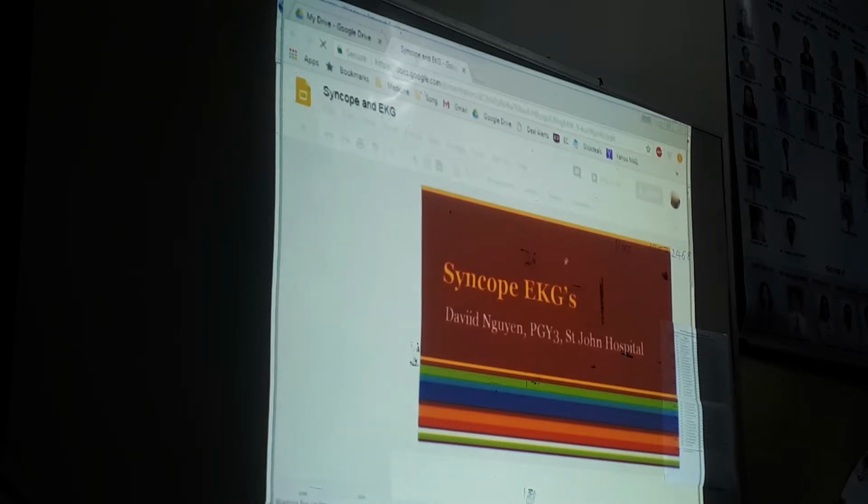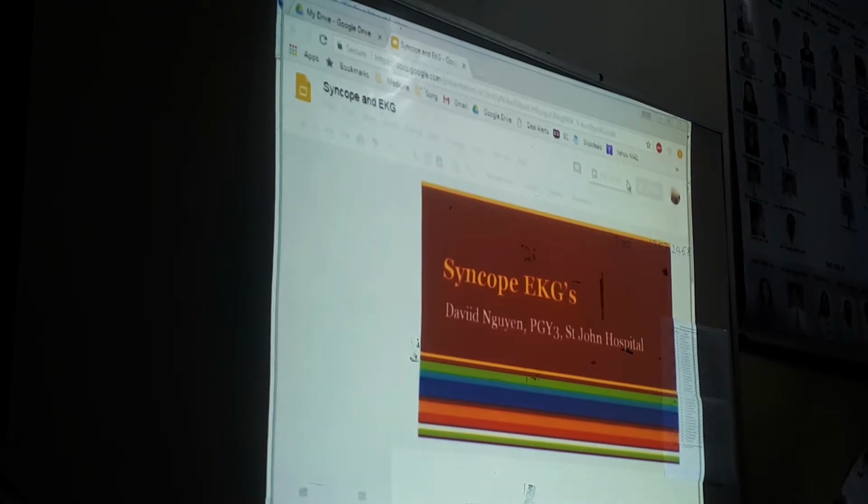And we'll show you some EKGs for syncope. Kind of not a very common presentation, but not many people present about what to look for. And if you don't know what to look for, you'll never find it.